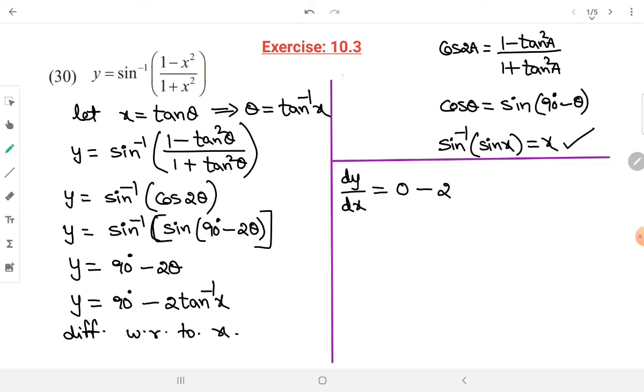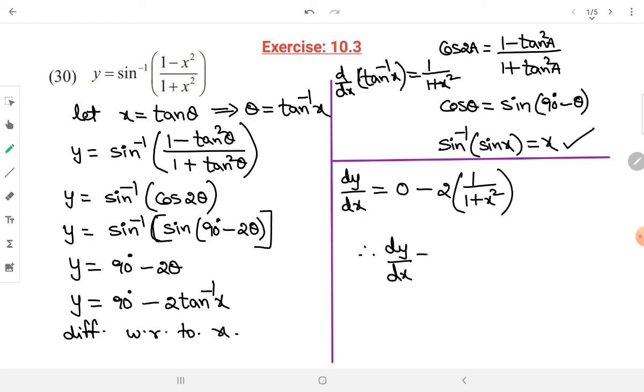I'll write the formula here. The derivative of tan inverse x is 1 by 1 plus x square. So minus 2 into the derivative of tan inverse x with respect to x, the formula will be 1 by 1 plus x square. Therefore dy by dx is equal to 0 minus 2 into 1, which is minus 2, whole divided by 1 plus x square. This is your final answer. Thank you children.